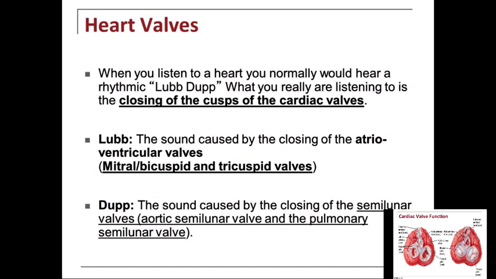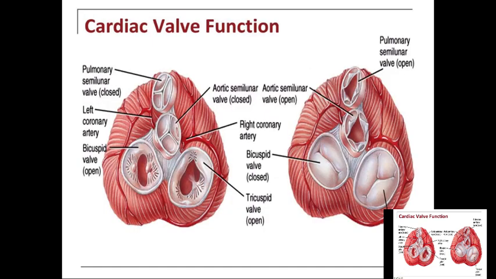So when you look on the left-hand side, it is the pulmonary and the aortic, and then on the right-hand side you have the bicuspid and the tricuspid closed. So this is lub, and then this is dup. Lub-dup, lub-dup. So the closure of the AV valves, atrioventricular, is the lub, and then the dup is the semilunars closing.